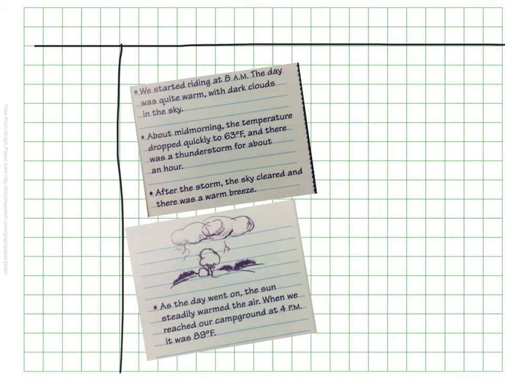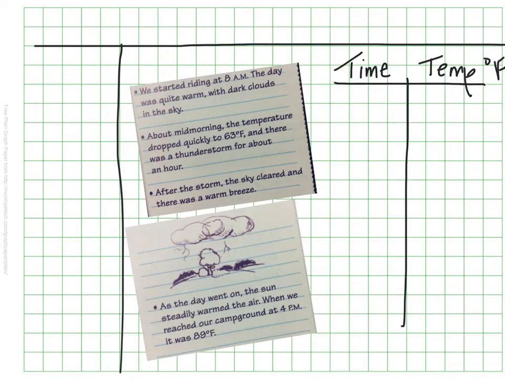Here are some notes about the time and temperature during a bike ride. We're going to use these notes to help us figure out what happened and to create a table. When I look over the information in these notes, I can tell that I'm looking at two variables, the time of day and the temperature. So I've created a quick table that will let me fill in information as I find it.